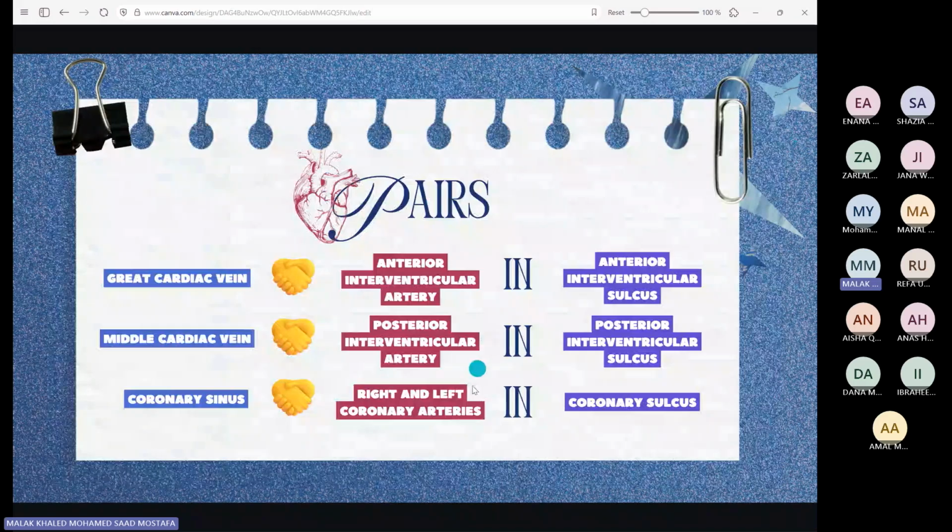Now, the most important thing that you need from this whole discussion about coronary vessels is your pairings. So what vein goes with what artery in which sulcus of the heart, okay? Now, the great cardiac vein always goes with the anterior interventricular. It's great. It's taking from the great chambers, the ventricles, right? With the anterior interventricular artery. And anterior goes with anterior and interventricular goes with interventricular. So easy to remember, right? Middle cardiac will go in the back with posterior interventricular. And the coronary sinus, like the crown, will go with the coronary sulcus, again, around the heart like a crown. Okay.